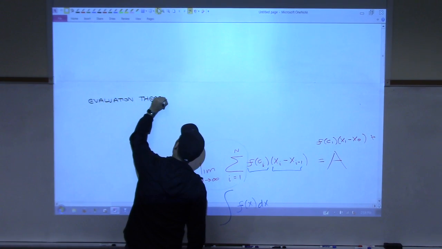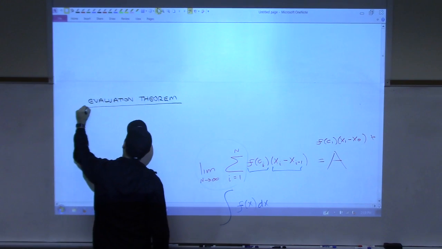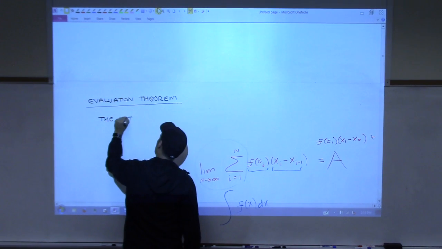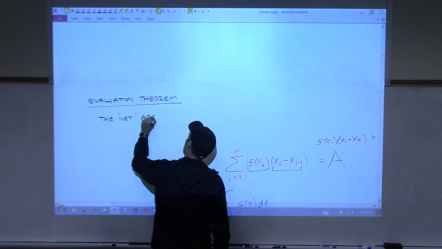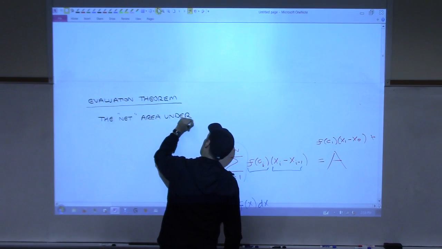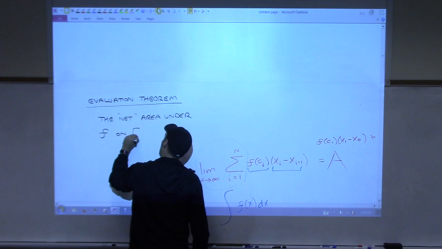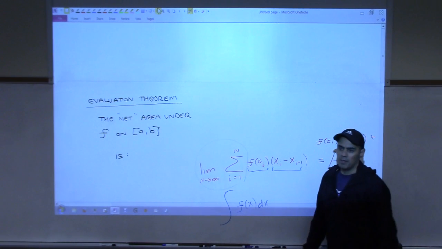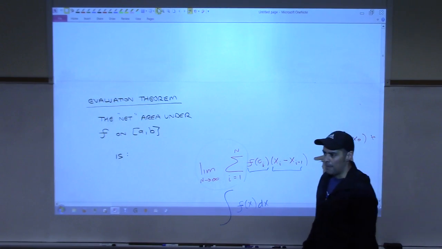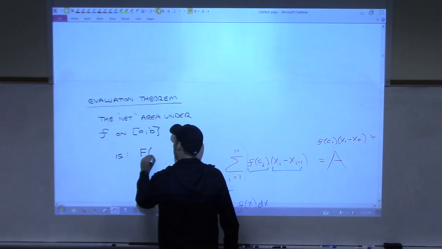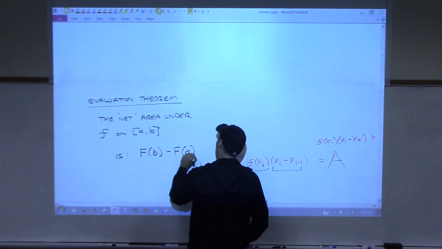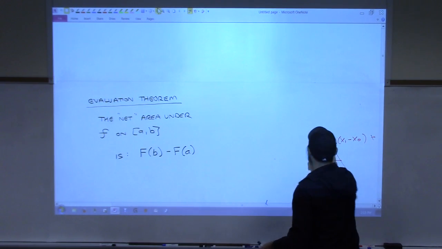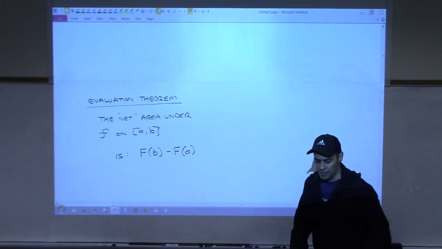That was all the development of it, but here's the end result. The net area under a function f on a closed interval a, b is what? What did we just say? Capital F of b minus capital F of a. Now, the better way to write this using the notation of integration is this.